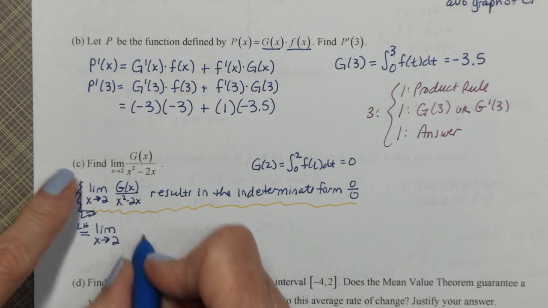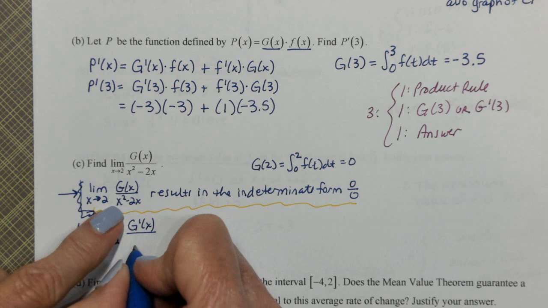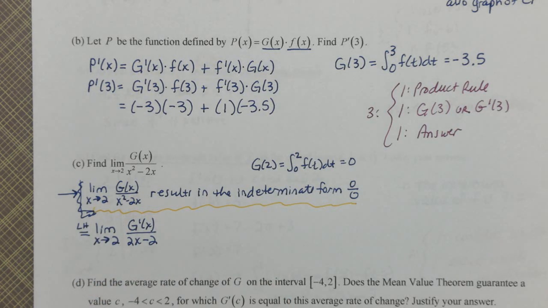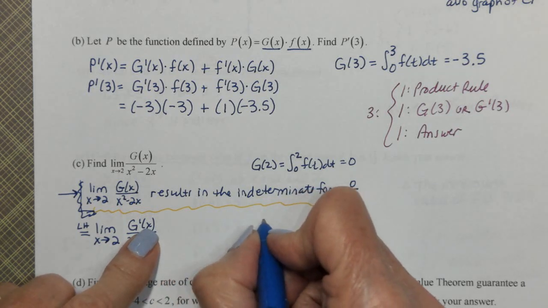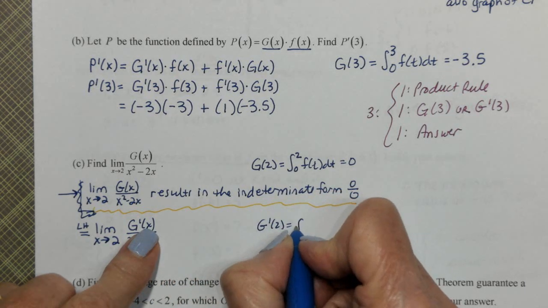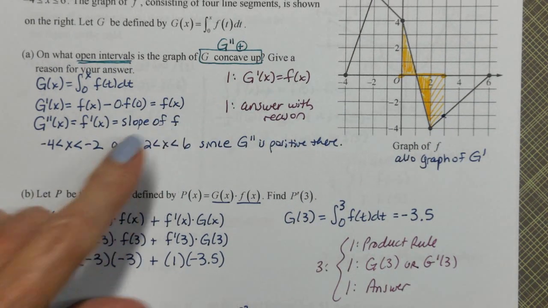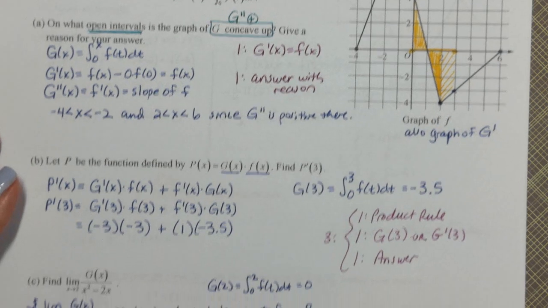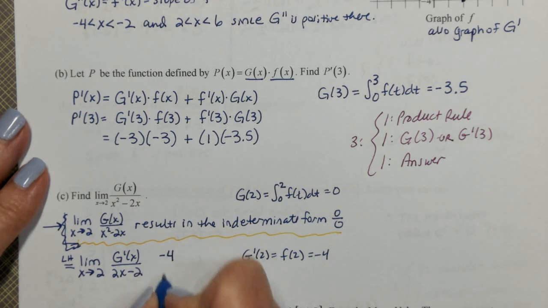The derivative of the top is g prime of x. The derivative of the bottom is 2x minus 2. Now we're going to do the same thing by putting 2 in for x. G prime of 2 is f of 2, right? Because g prime of x is f of x. So g prime of 2 is f of 2. F of 2 is negative 4. So we have negative 4.